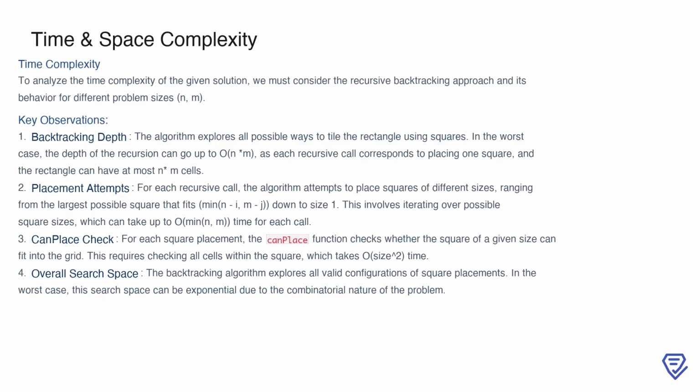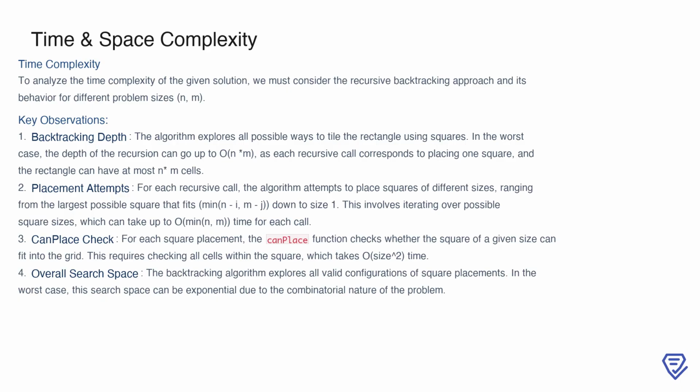backtracking approach. The algorithm explores every possible way to tile the rectangle with squares, and the depth of recursion can extend up to O(n*m) in the worst case. This is because each recursive call corresponds to placing one square, and the rectangle contains at most n*m cells. For every recursive call, the algorithm tries to place squares of all possible sizes, starting from the largest square that can fit, down to a square of size 1. This involves O(min(n, m)) iterations, where n and m are the rectangle's dimensions.